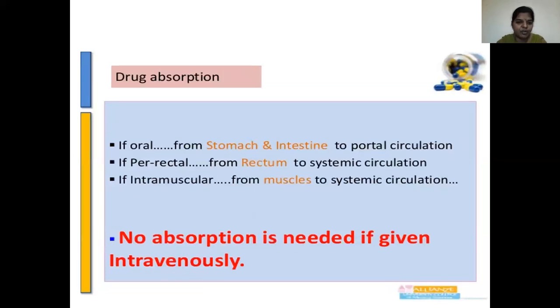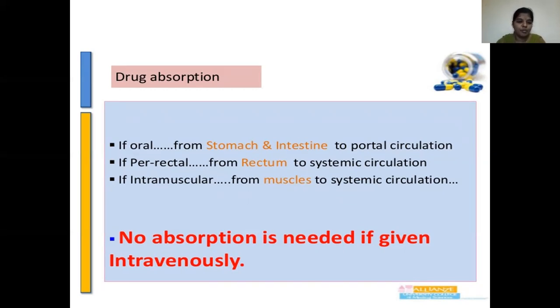If oral route, from stomach and intestine to portal circulation. So most of the dosage forms in your daily life are tablets as well as capsules, right? For treating respective diseases and disorders. If you take a tablet, first it enters the stomach, then it enters the intestine. It shows its ADME mechanisms. Okay, so it is one of the routes.